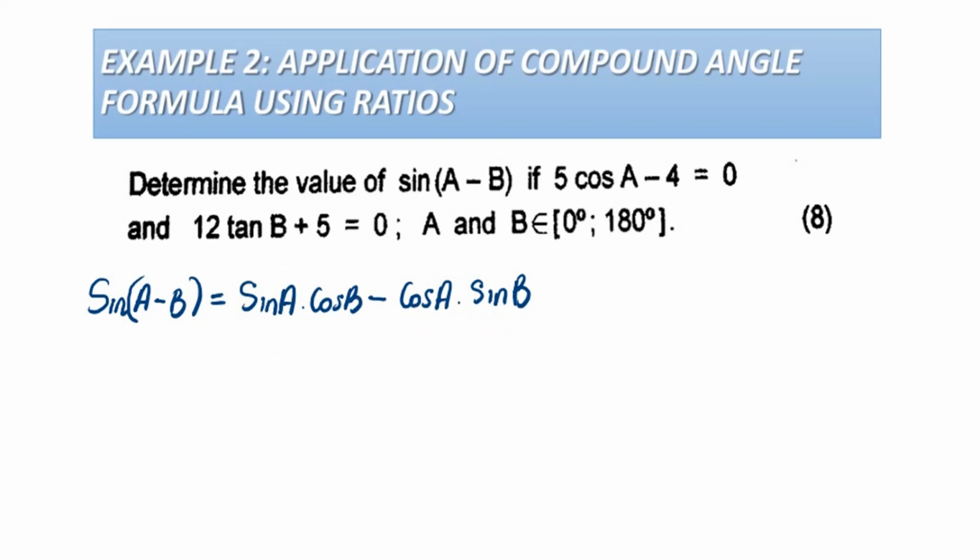So if we're given this additional information that 5 cos A minus 4 is equal to 0, and 12 tan B plus 5 is equal to 0, that will help us to define our angles or our trig ratios in terms of angle A as well as angle B, right? So that is exactly what I'm going to do. So I'm going to write the 5 cos A minus 4 as well as the 12 tan B plus 5, which is equal to 0, onto the next page.